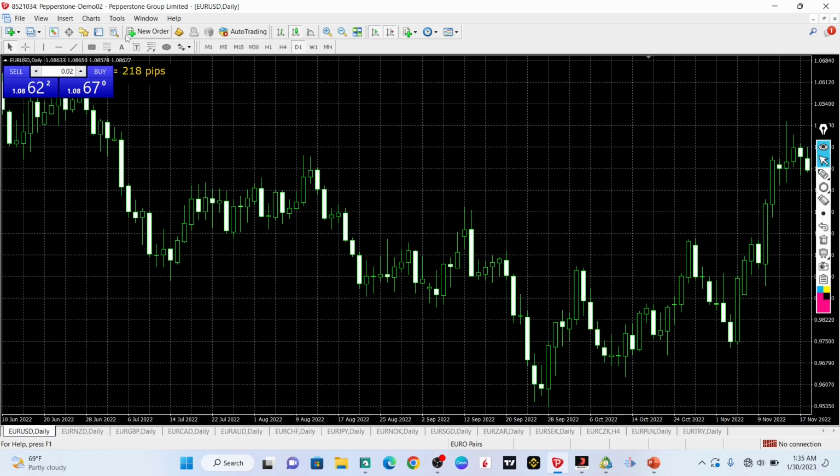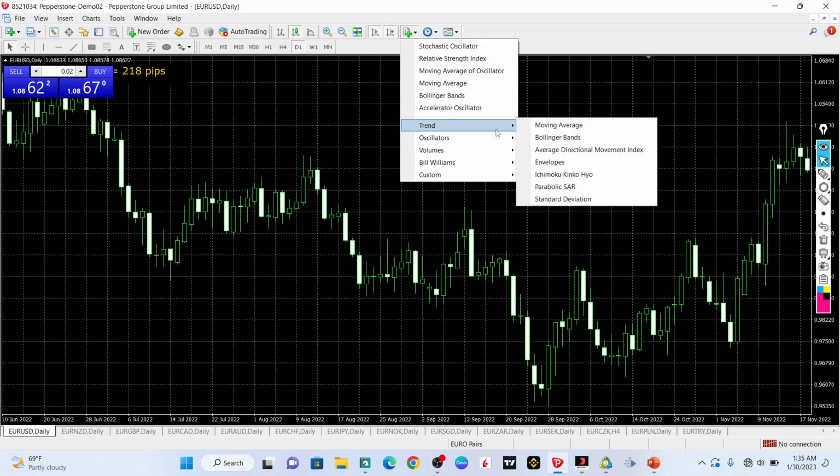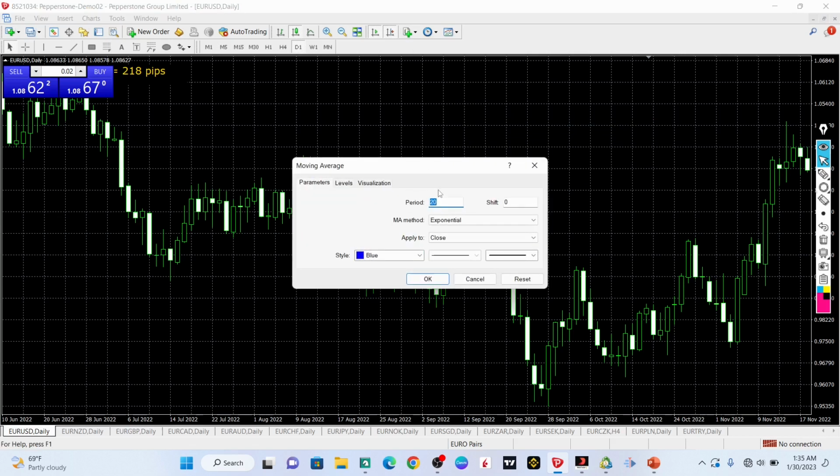And the number one thing we are going to try using. So we shall come to indicators, then trend, then moving average. So we can try this 20 moving average, and you can leave it at exponential, or you can choose to put it at simple, and then you click OK.